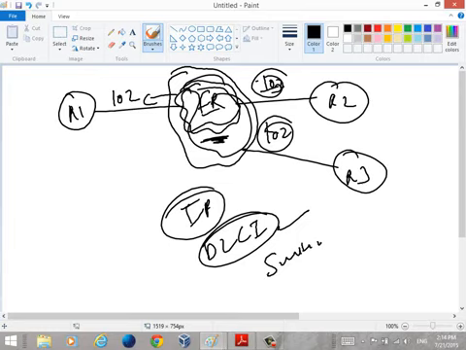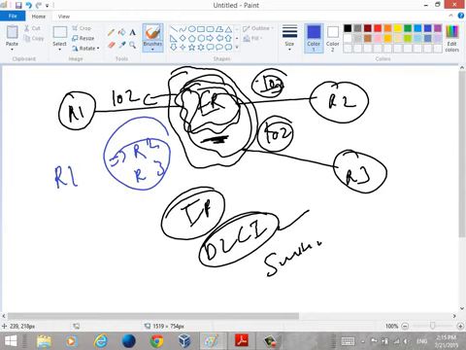Locally significant means that to go anywhere, R1 only looks at what? The DLCI. The thing is saying locally significant just means that on R1 there will be a mapping for R2 and R3, yes or no, and there will be no mapping for R1 on itself, yes or no. So R1 cannot ping itself, R1 cannot ping itself.